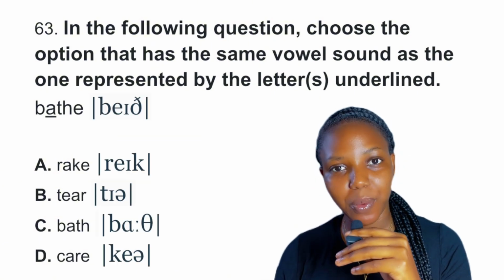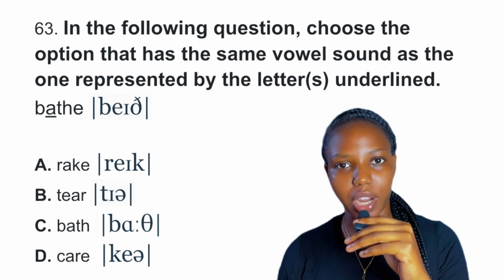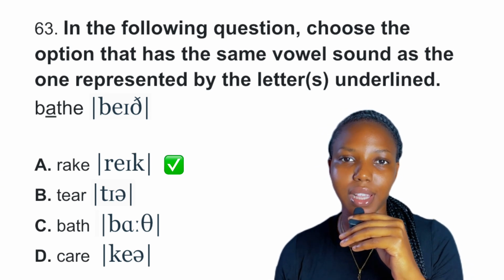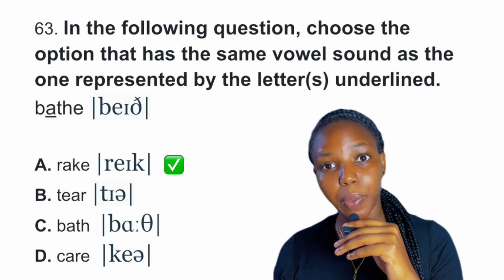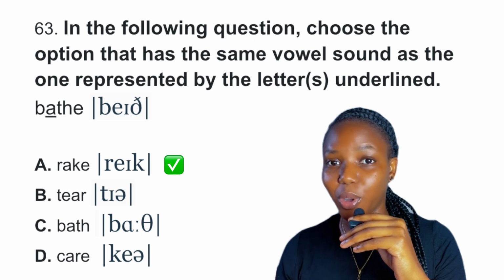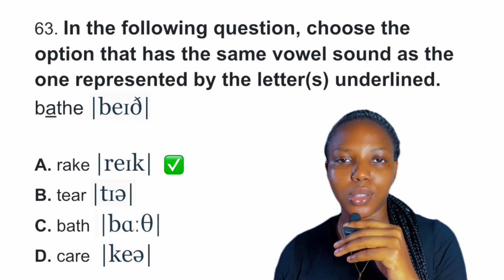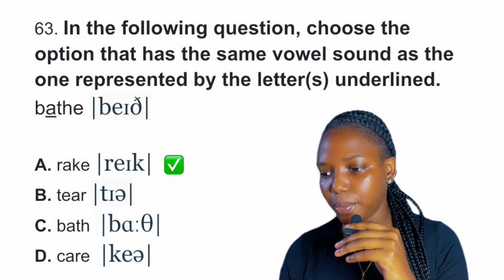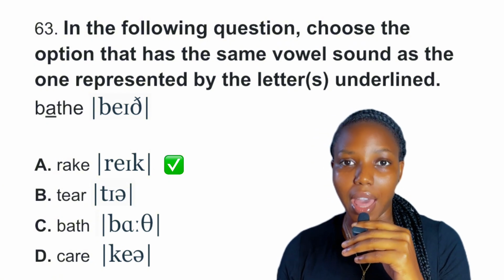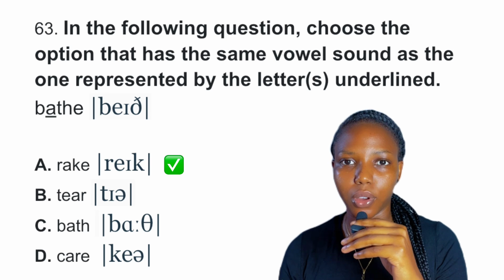So option A, we have rake. Letter A in rake is also pronounced as A. There are more examples: say, day, pay, fake, cake, make, rain, and so on. Option B we have tear, so it has the diphthong A. Option C we have bath. The vowel sound there is a long vowel sound. It's not a diphthong, it's R.